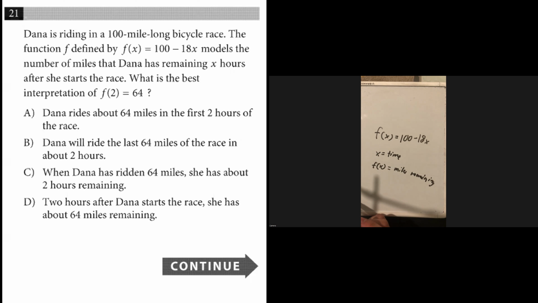Well, x got replaced by 2, so we know that it's after 2 hours. And so the time is 2 hours, and then the number of miles remaining is 64. And so 2 hours after she starts the race, she has 64 miles remaining. Our answer choice D.